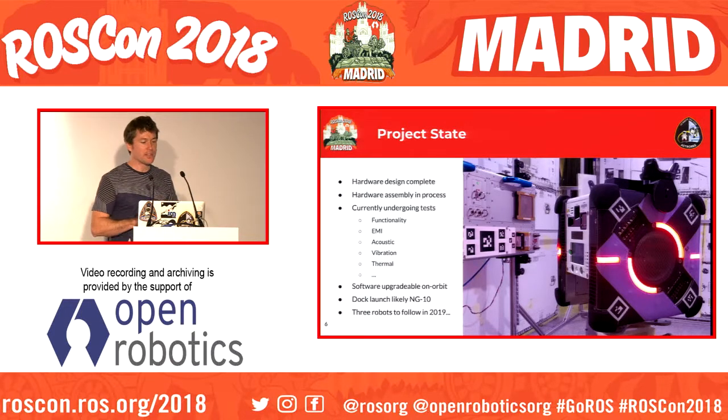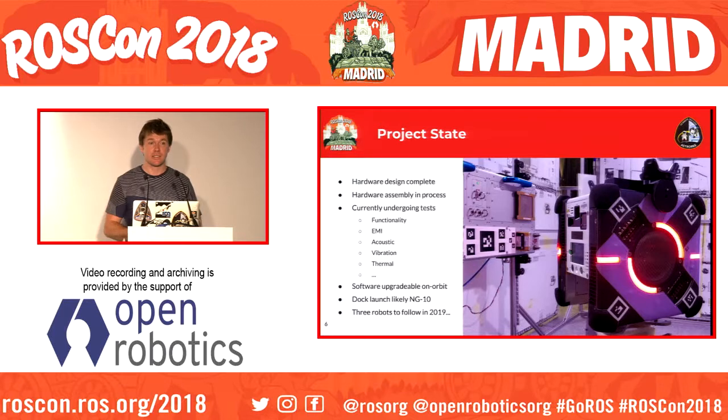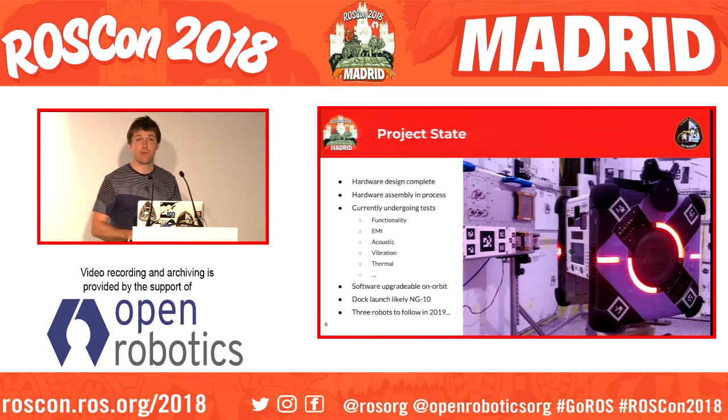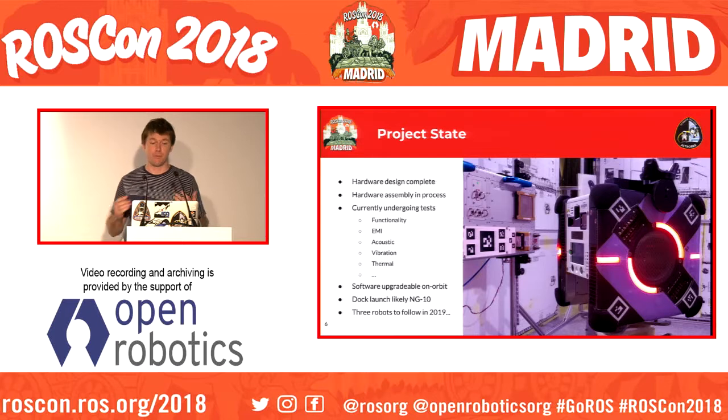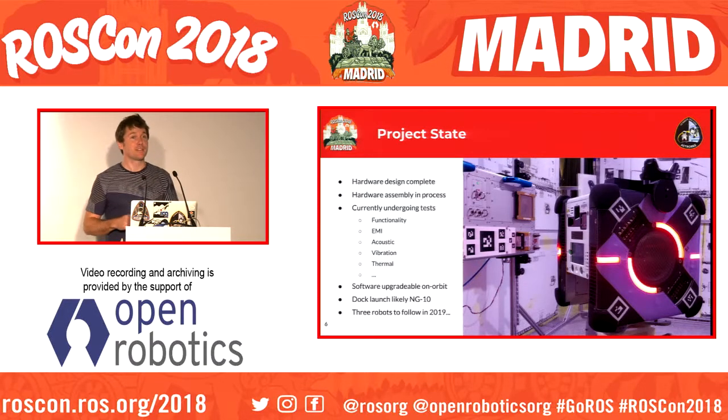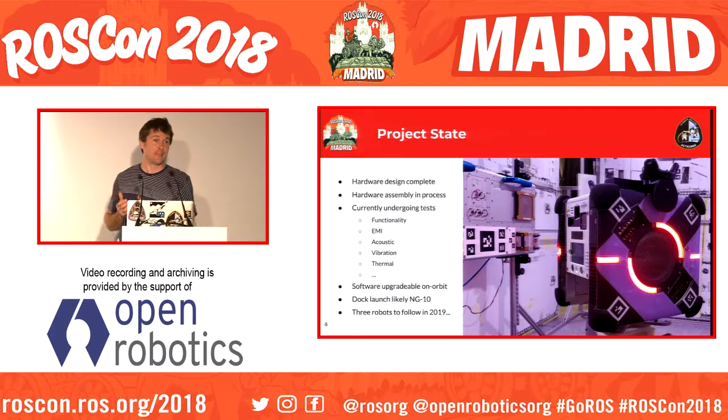So the progress so far is that the hardware is being assembled to be put on orbit, and we're currently undergoing a suite of different tests. We have to check for things that in other contexts you wouldn't need to. So we have to look at electromagnetic interference. We have to look at basic functionality. Does it work? Can we upgrade it? We have to check that it doesn't make too much noise, that if we vibrate it, things don't come apart, that it doesn't let off too much heat. And it goes through months and months of testing before being approved to be sent up to space.